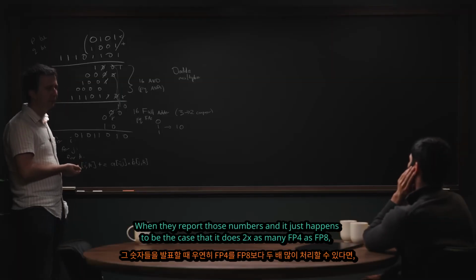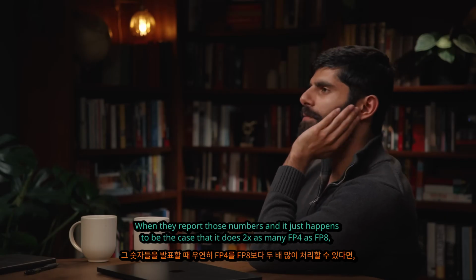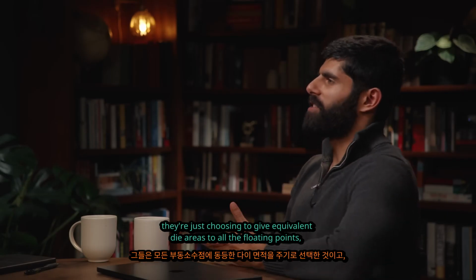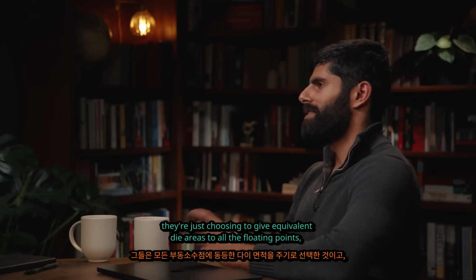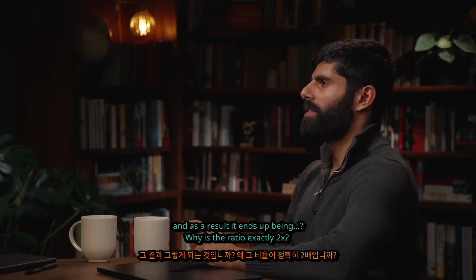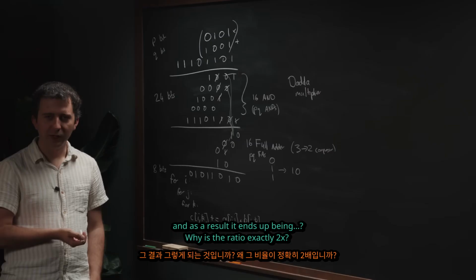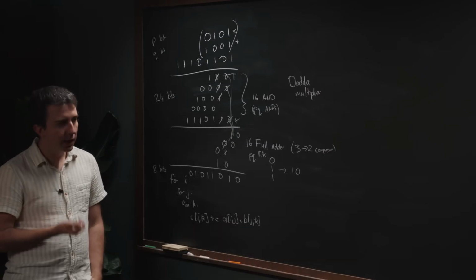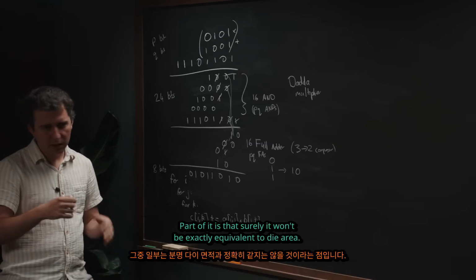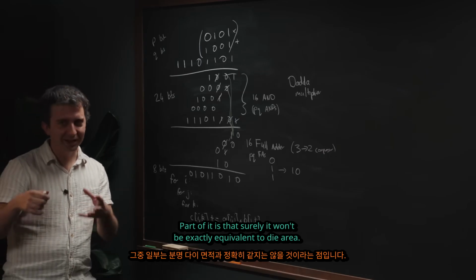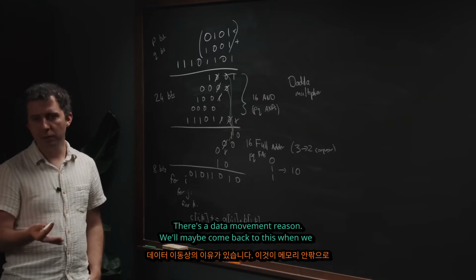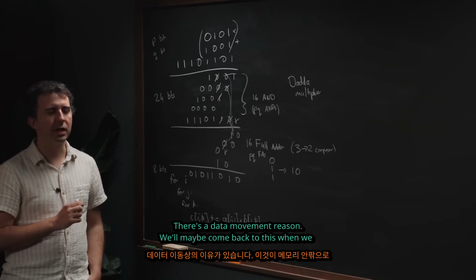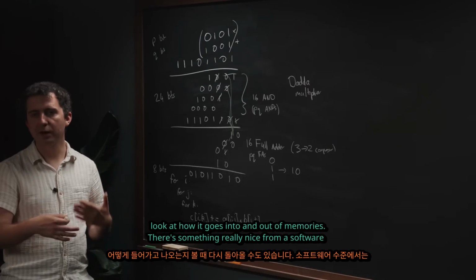But then when they report those numbers, and it just happens to be the case that it does 2x as many FP4 as FP8, they just happened to give equivalent die areas to all the floating points, and as a result, why is the ratio exactly 2x? Yeah, exactly. So part of it is, surely that won't be exactly equivalent to die area. There's a data movement reason actually, and we'll maybe come back to this when we look at how it goes into and out of memories.